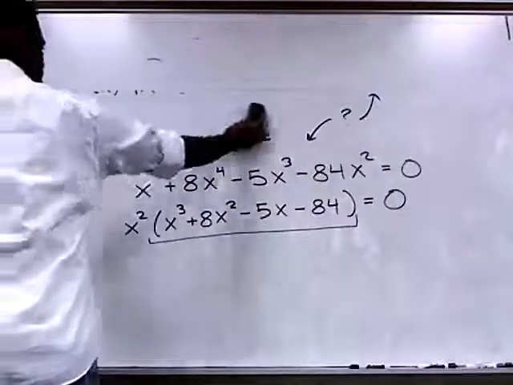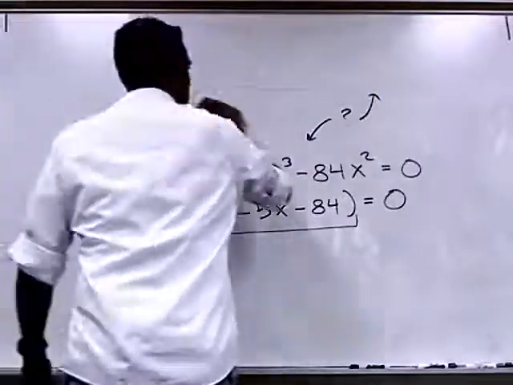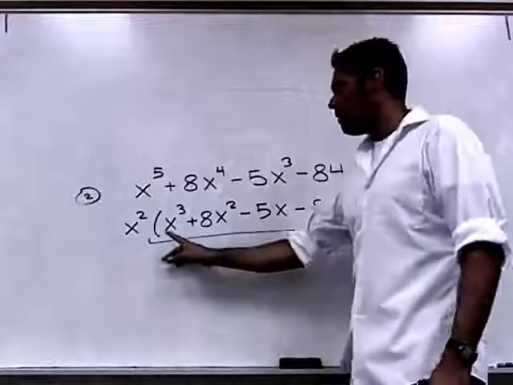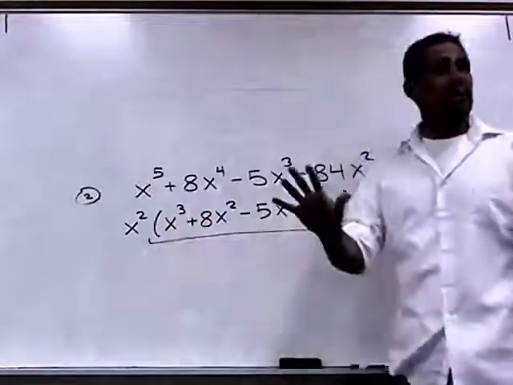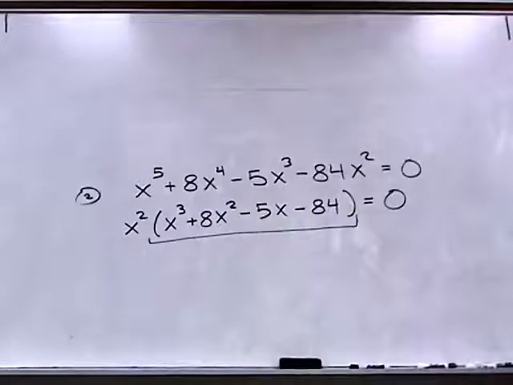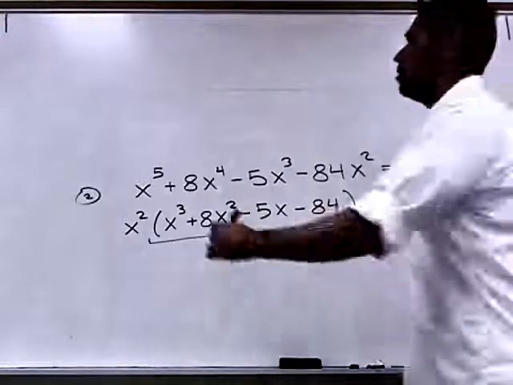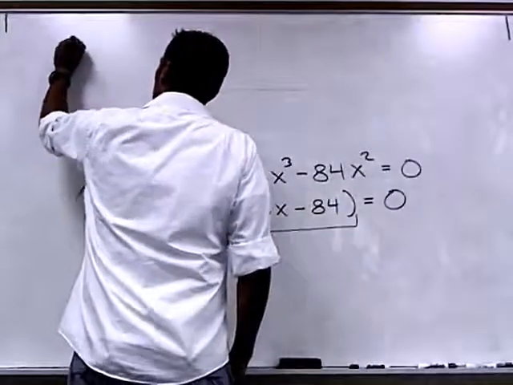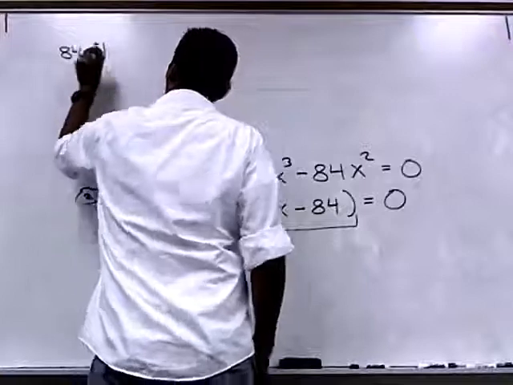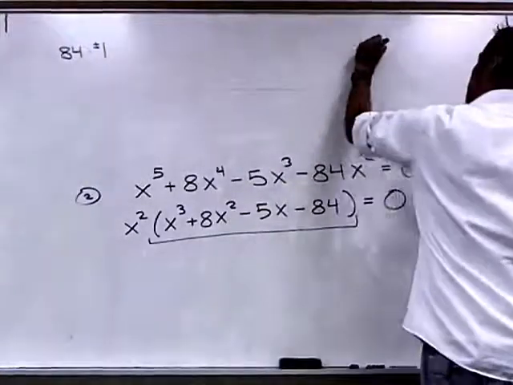I'm looking at all the factors of what number? 84. Do I need to worry about the number in front? No, because it's a 1. And on the test, it'll be the same way. So what are all the factors of 84? Let's list them out. Well, we can have positive and negative 1. We can have positive and negative 84.